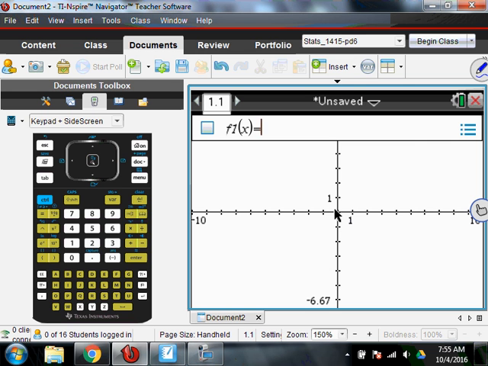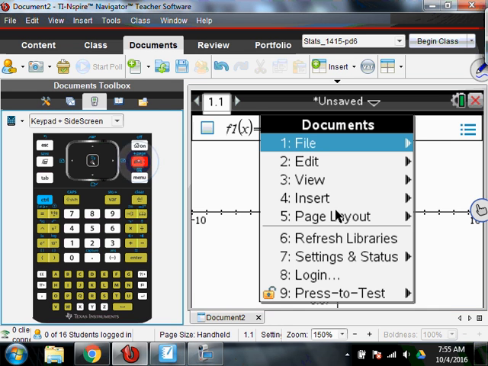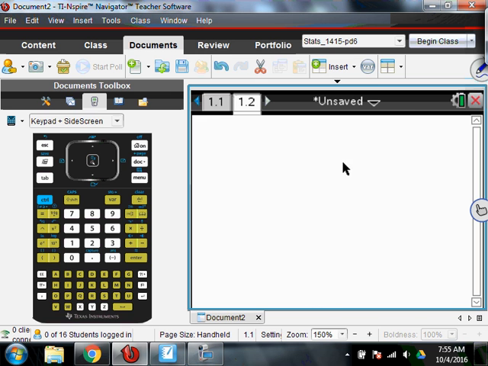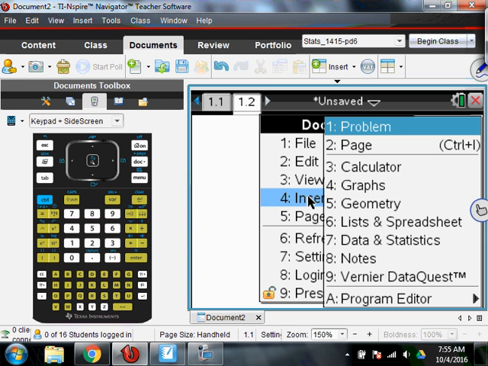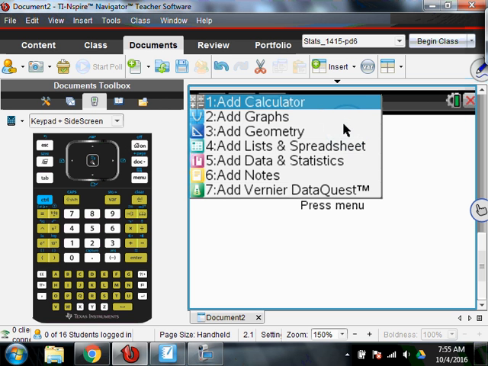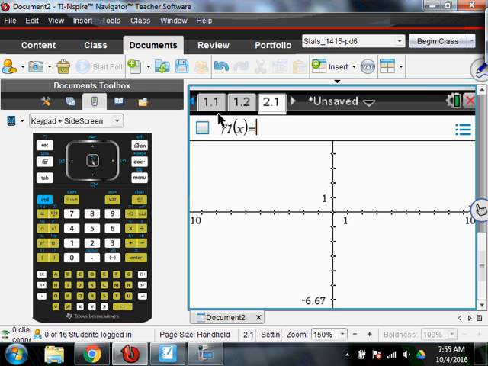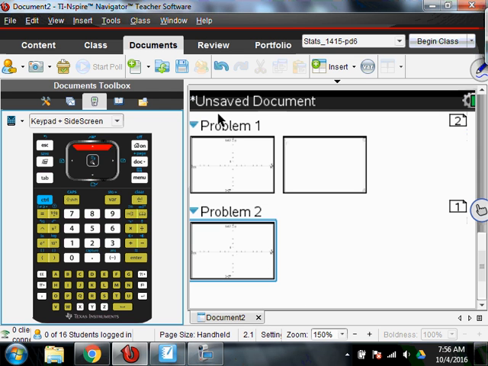What I could do, and you don't have to do this, but real quickly just to demonstrate, I'm going to hit Doc, insert a calculator page. I'm going to hit Doc, insert a problem with a graphs page. So now you'll notice my tabs have a 1.1, a 1.2, and a 2.1. So my first tab is problem 1, page 1. My next one is problem 1, page 2. My next one is problem 2, page 1. You can actually go into a slide sorter view if you press Control and up, and you can jumble the slides around, you can move them around, and you can select a particular slide from this slide sorter view.